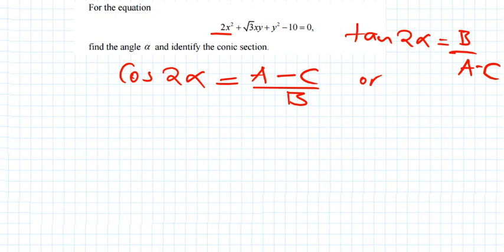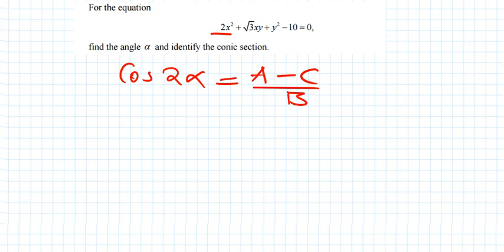So what do we do now? Let's now undo the question that is at hand. We first of all need to find the angle based on the values that we have. So I've said a is the coefficient of x², b is the coefficient of the product, and c is the coefficient of y².